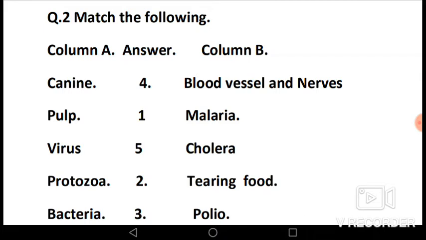Now third word is virus. Virus is a type of harmful microbe which causes diseases such as polio. So you have to match virus with polio. Now fourth word is protozoa, which is a harmful microbe and which causes diseases such as malaria. So you have to match those 2 words. Now fifth word is bacteria. Bacteria is also a harmful microbe which causes diseases such as cholera.